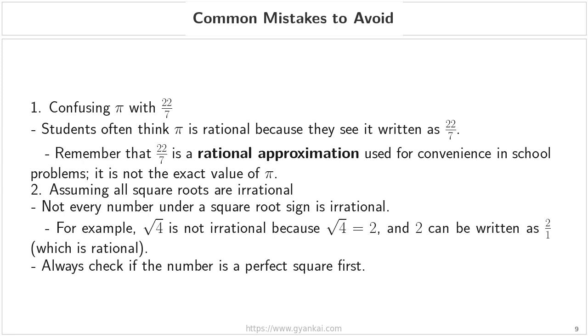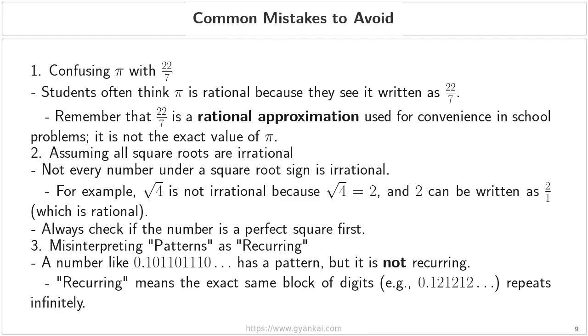Finally, there is a subtle difference between a pattern and a recurring decimal that often leads to mistakes. In our earlier example, we looked at the decimal 0.1011011110, and although you can see a logical growth pattern there, it is not considered recurring. In mathematics, recurring specifically means that a fixed, identical block of digits repeats infinitely, such as 0.12, 12, 12, and so on. If the pattern changes or grows, even if it follows a rule, it is not recurring, and therefore the number remains irrational.